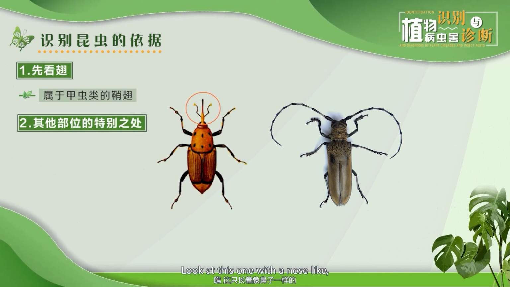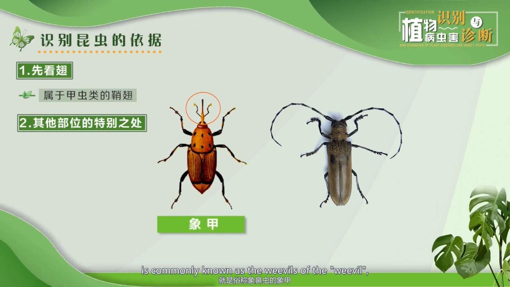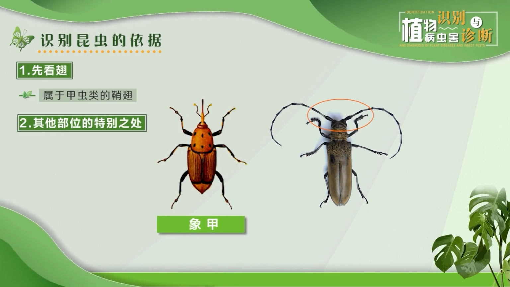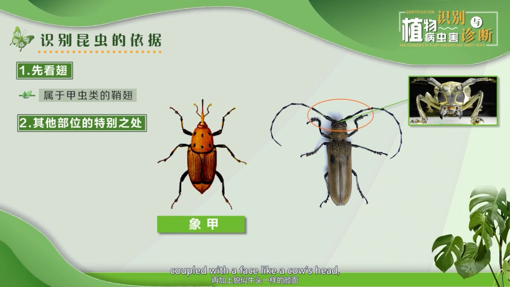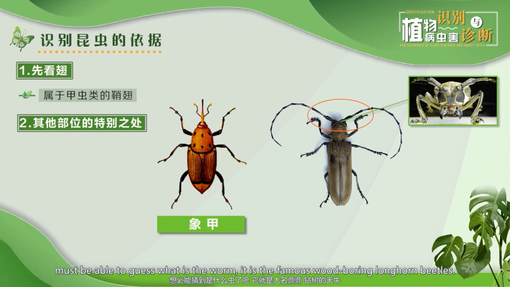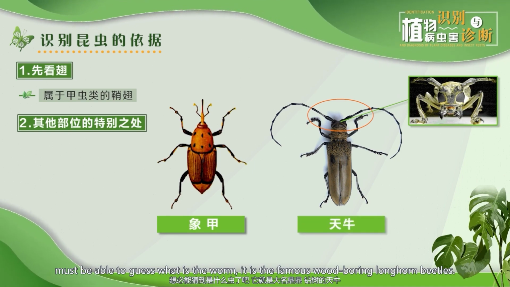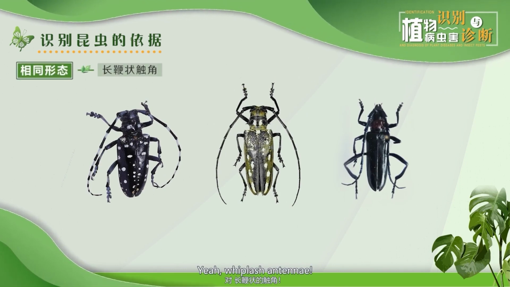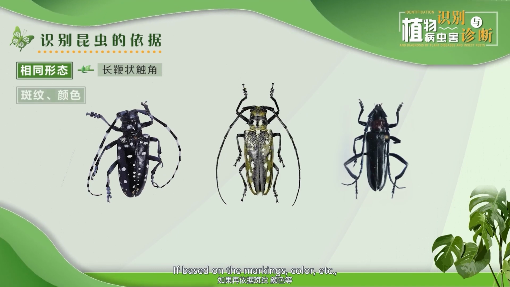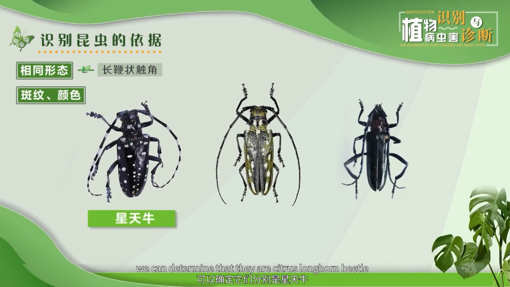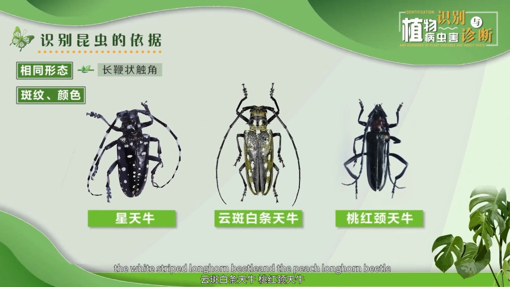Look at this one with the nose-like snout, commonly known as the weevil. The other has antennae that are a bright spot, whip-like, coupled with a face like a cow's head. You must be able to guess what worm it is. It is the famous wood-boring longhorn beetle. These are 3 longhorn beetles. Do you see their common temperament? Yes, whiplash antennae. Based on the markings, color, etc., we can determine that they are the citrus longhorn beetle, the white-striped longhorn beetle, and the peach longhorn beetle.